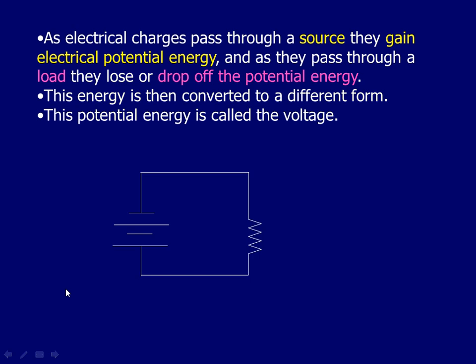Now I got to tell you a little bit about what potential energy is. As electrical charges pass through the source, they gain electrical potential energy. Potential energy is any energy source that can be stored in an object, all right? In a battery, the chemicals have this electrical potential energy. It means it has the potential to do something. I can put potential energy into this cart simply by picking it up, all right? I've now given that cart potential energy, but it doesn't have electrical potential energy, it has gravitational potential energy.